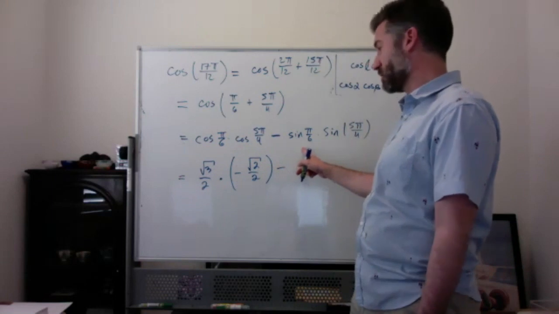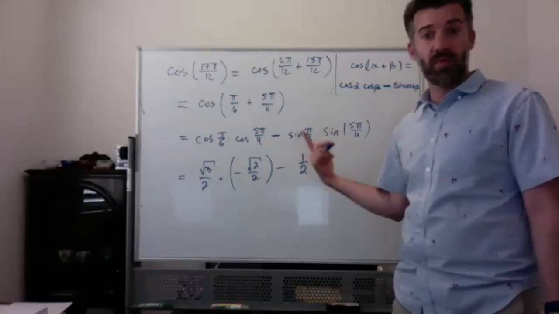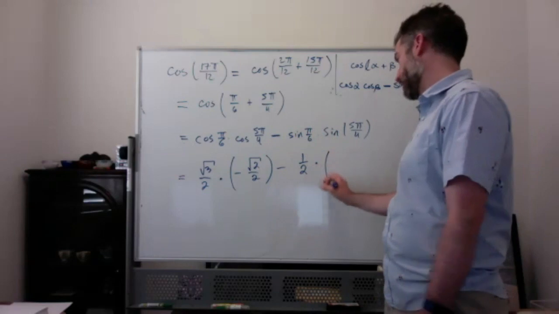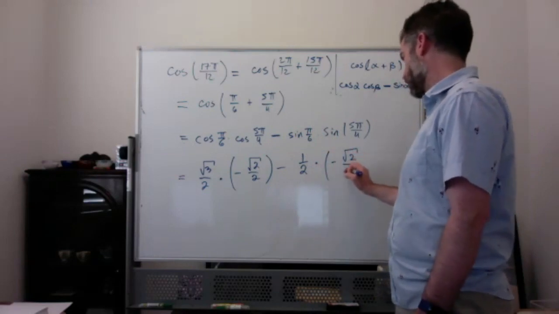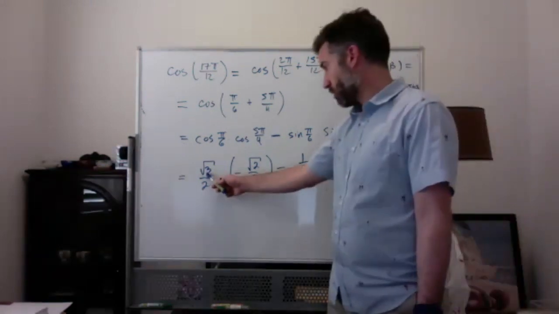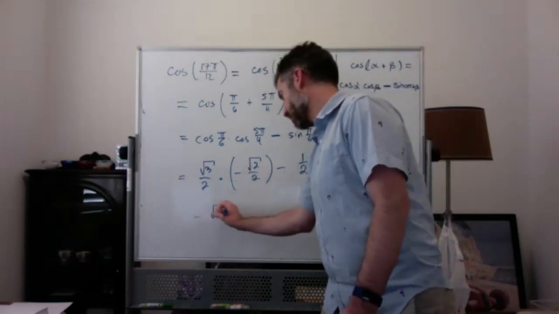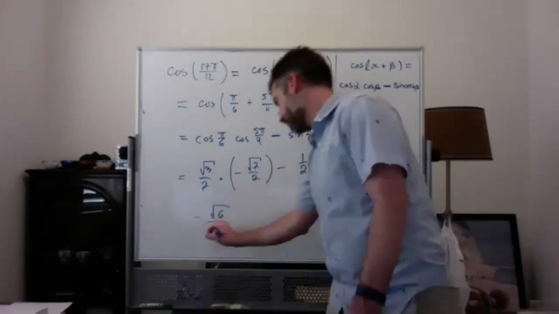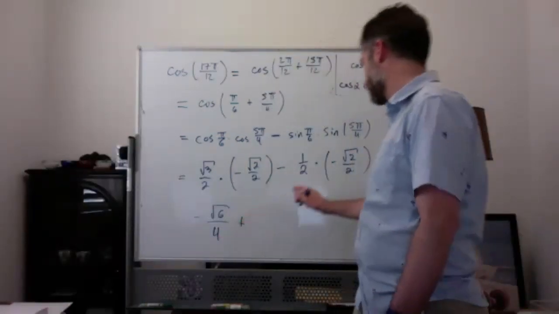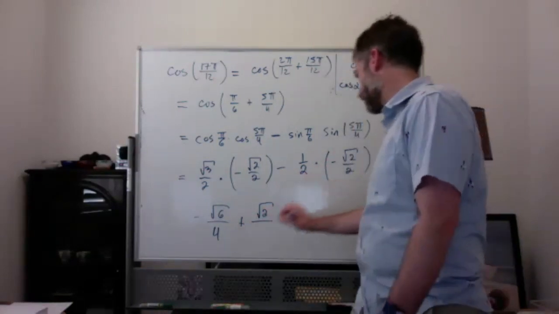Sine of pi over 6 is 1/2. And sine of 5 pi over 4, again, it's root 2 over 2, but since it's in quadrant 3, where sine is also negative, it's actually negative root 2 over 2. And then I just multiply it out. Root 3 times root 2 is root 6, but there's a negative, so it's going to be negative root 6 over 2 times 2 is 4. Minus a minus is going to be plus 1 times root 2 is root 2. 2 times 2 is 4.